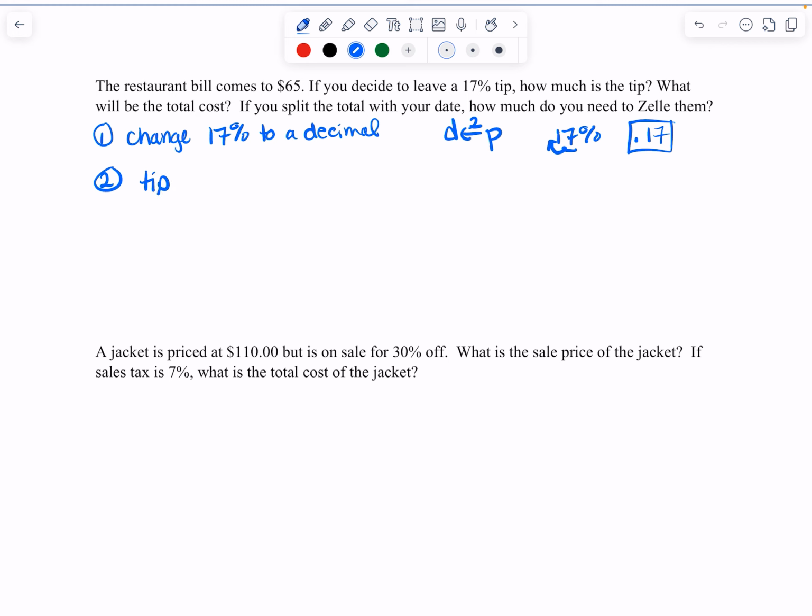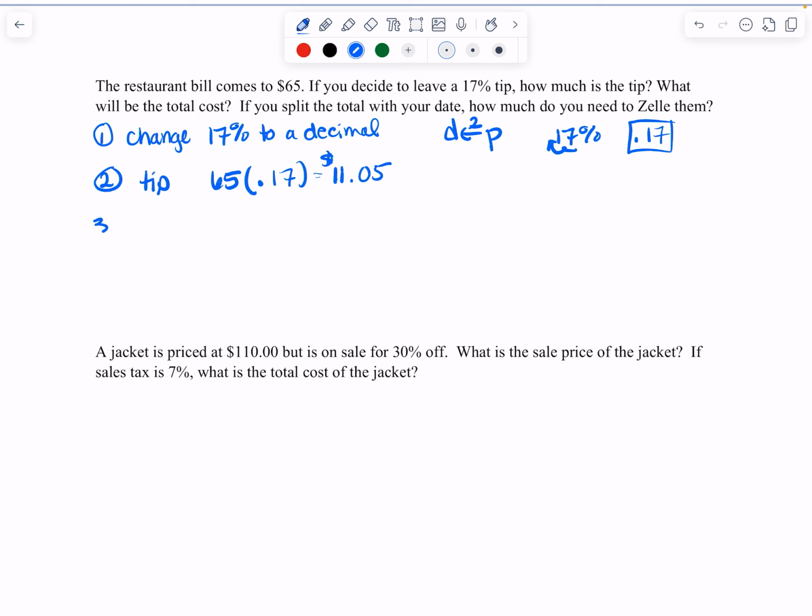To find the tip, I'm going to take the bill, which is $65, and multiply that by 0.17. When I do that, I get $11.05. So that's how much we're going to leave for the tip.